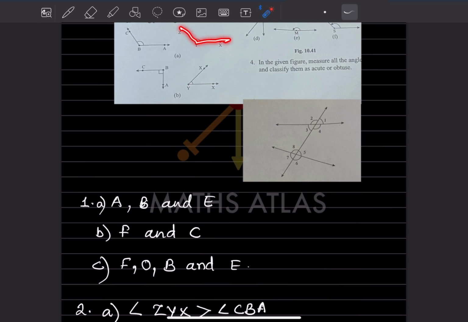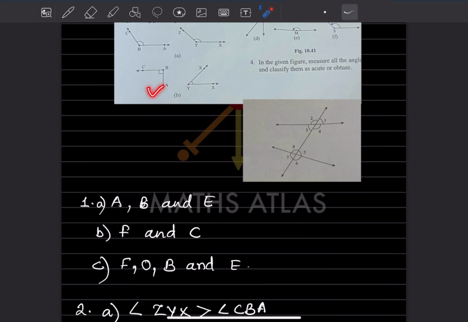ZYX is, when we put this sign, it means this is greater than this. We can say CBA or ABC, both are the same. So whenever we put this sign, we can say this is the crocodile's mouth. So it goes towards the bigger. So this is the bigger angle. So this is greater than CBA or ABC.